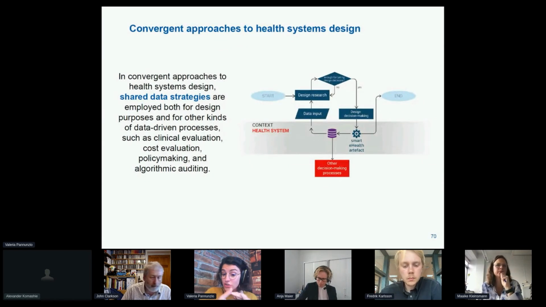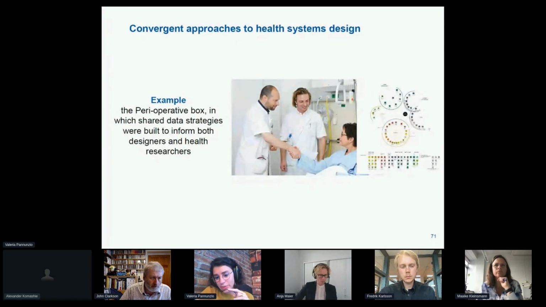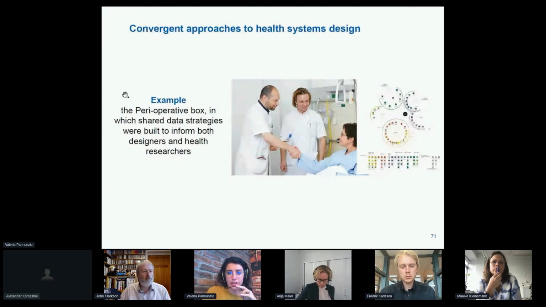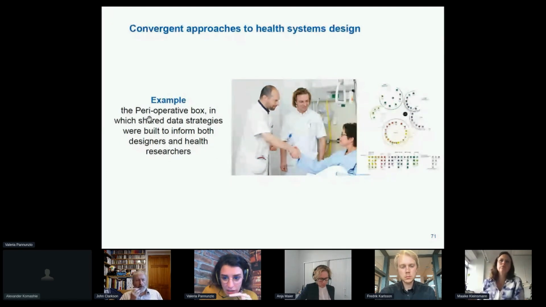What I'm interested in, especially in the e-health domain, is the way in which the data itself and the databases could be used for aligning different disciplines. For instance, in a recent study that we are working on with the Leiden University Medical Center, we really try to build a shared data strategy that we could use both for design purposes and for health research, for running the clinical trial. However, I will stop for now.